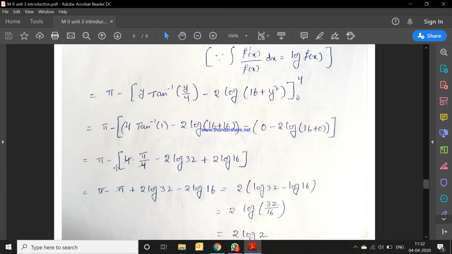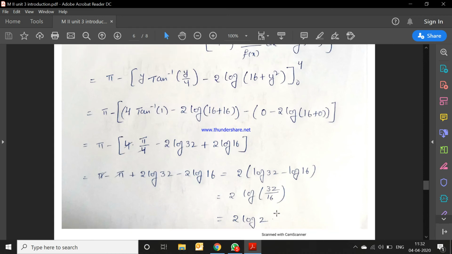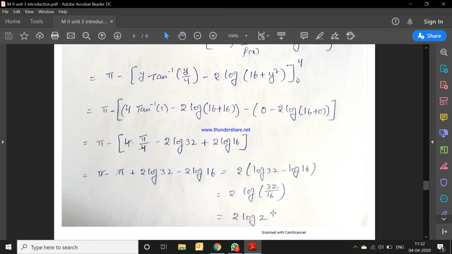So here pi minus pi plus 2 log 32 minus 2 log 16. Pi cancels, 2 common, log of 32 minus 16. 2 log of, we know that log a minus log b is equal to log of a by b, log of 32 by 16. We get 2 log 2.